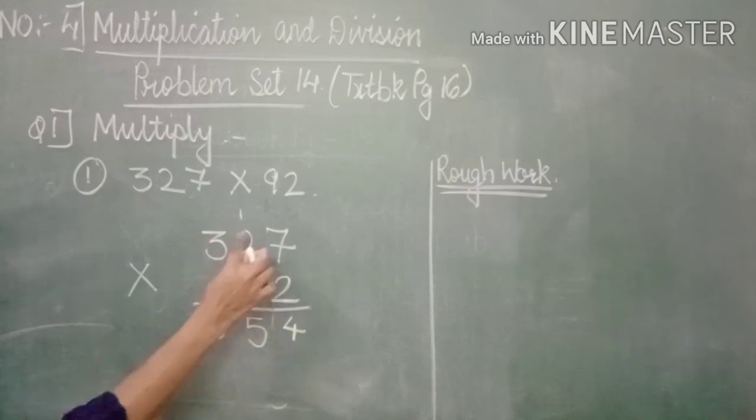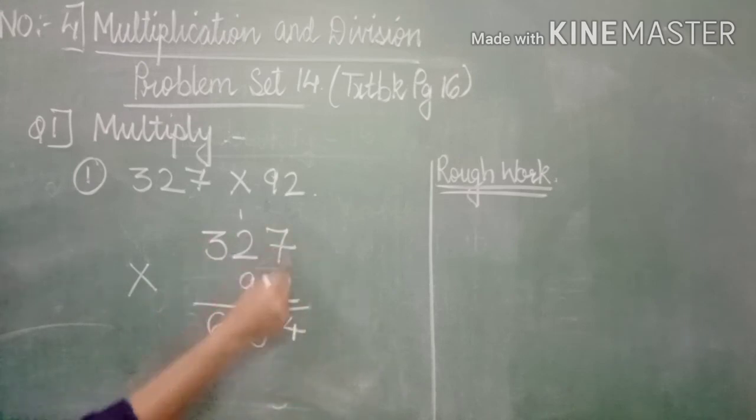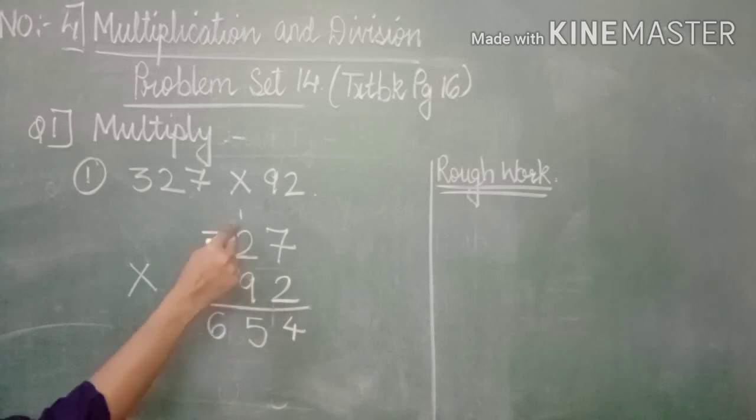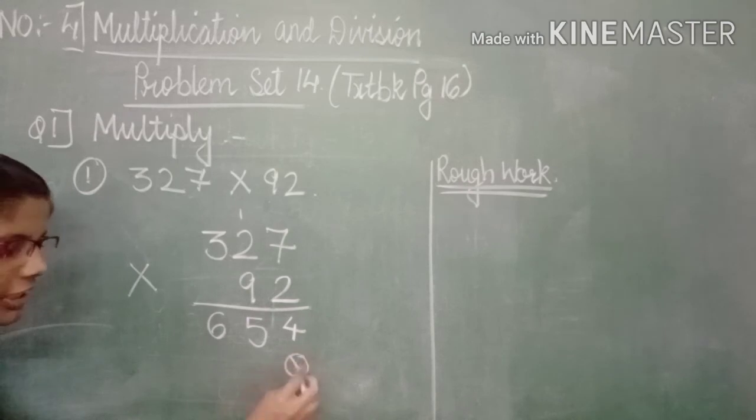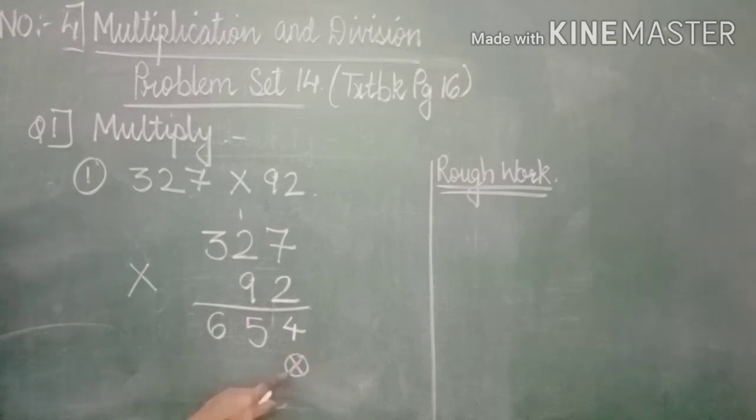So 3, 2, 7. 2 sevens are 14. 2 twos are 4. Plus 1 becomes 5. 2 threes are 6. Now we are going to calculate with number 9. Why 9? Because this is coming in the tens place. So we have to write a 0 over here. This 0 means it is coming in the tens place.